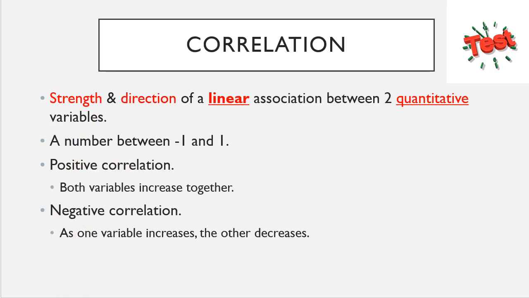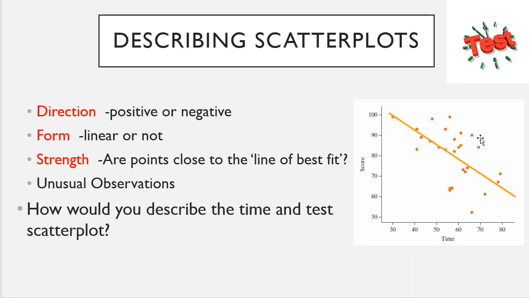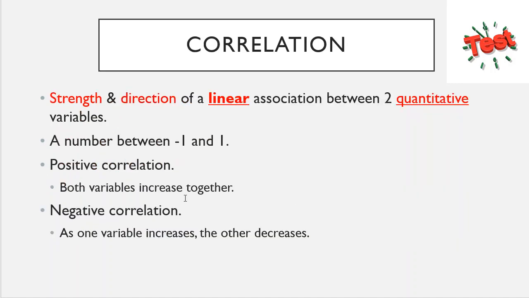Correlation is a quantification of the strength and direction of a linear association between two quantitative variables. So it's a number between -1 and 1 that you fit to a scatter plot, and it says this scatter plot has this much of a correlation. If it was a perfect line, it would be either 1 or -1, depending on if the line was going up or down, with positive or negative slope.